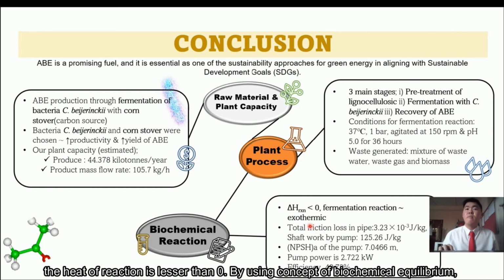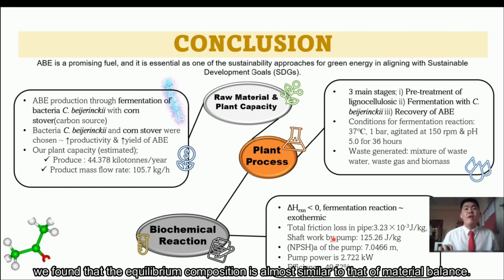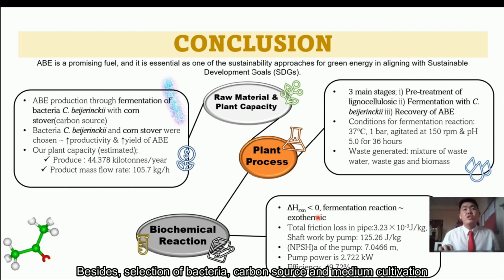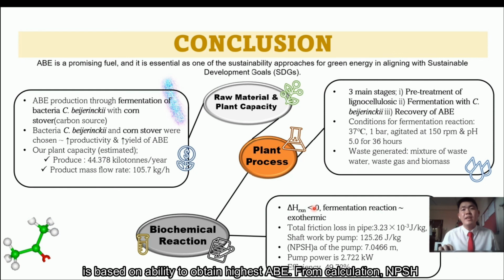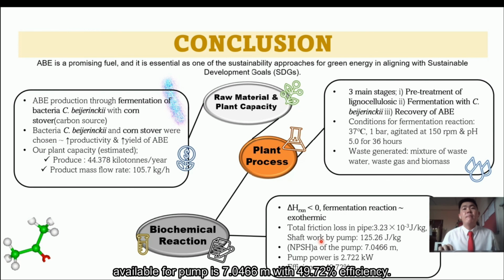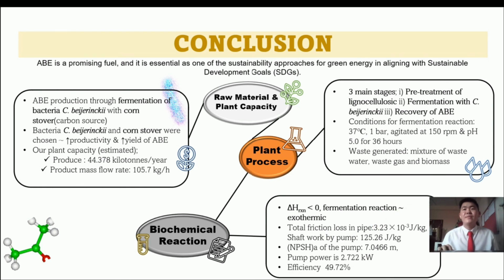By using the concept of biochemical equilibrium, we found out that the equilibrium composition is almost similar to that of the material balance. Besides, selection of bacteria, carbon source, and medium cultivation is based on the ability to obtain the highest ABE. From calculation, NPSH available for the pump is 7.0466 meter with 49.72% efficiency.